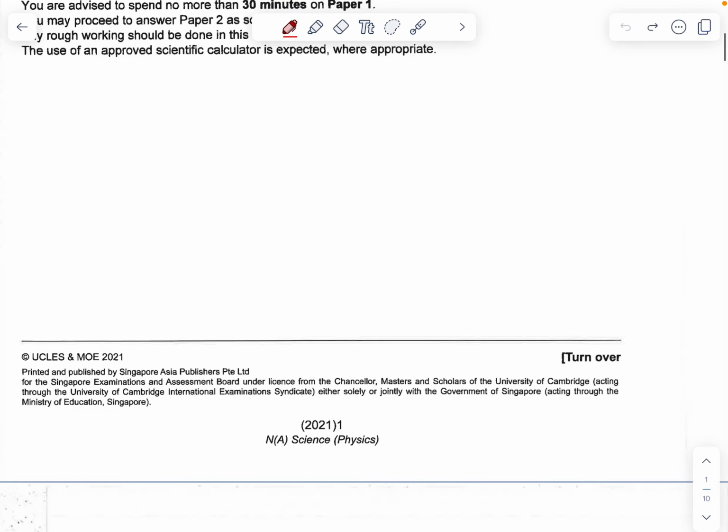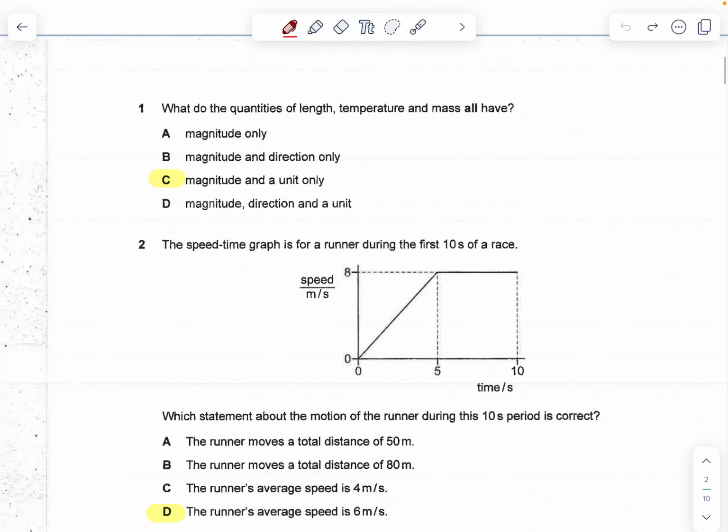2021, Paper 1. Question 1. What do the quantities of length, temperature, and mass all have? So for length, we know that the unit is meter, temperature, K for Kelvin, mass, kg. And all of them are scalar quantities, which means they have a magnitude and a unit. If you have a magnitude, a direction, and your unit, it is a vector quantity.